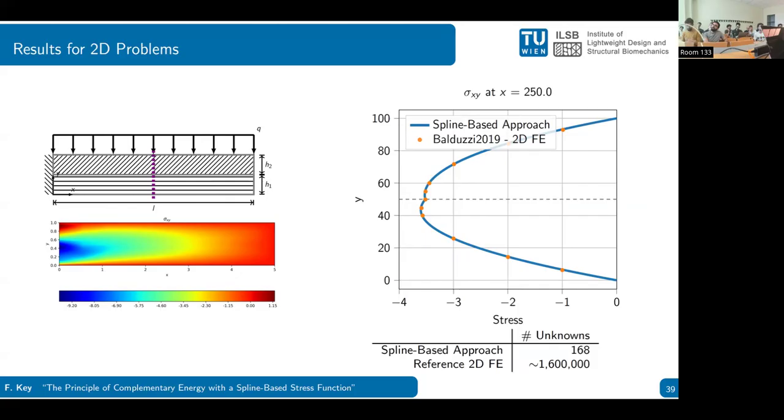The nice thing is, I just solve for the stress function. Okay. So everything is just post-processing. Okay. So I just had one scalar stress function.